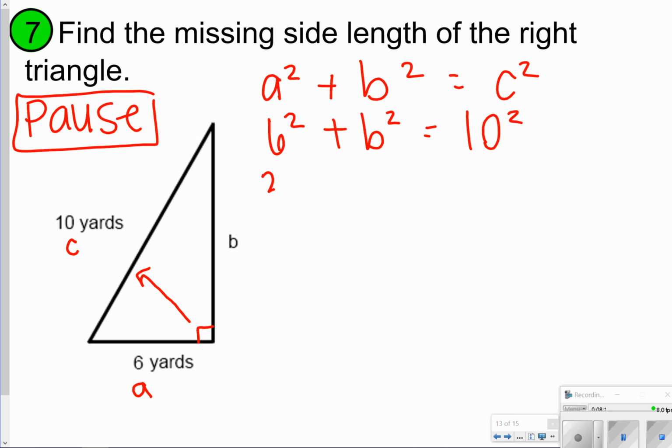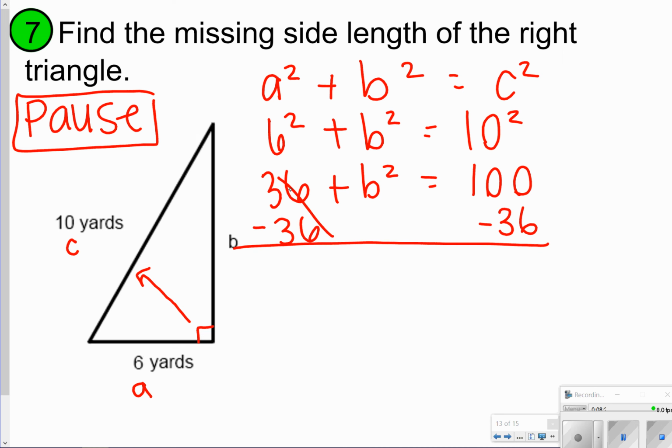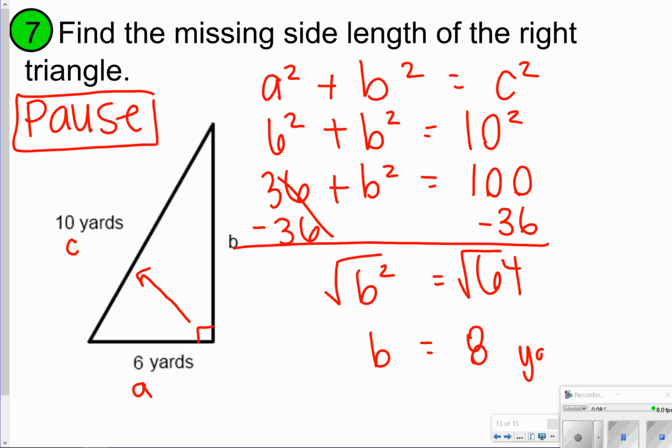I know 6 squared is 36, plus B squared is equal to 100. And then I'm going to subtract 36 from both sides, because that's the opposite of a regular 36. So B squared is equal to 64. Take the square root of both of these. The square root of 64 is 8. So my answer here will be 8 yards.